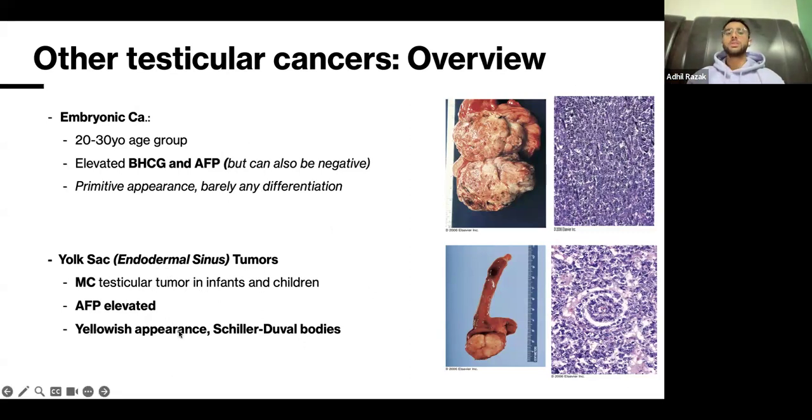And grossly, this one looks yellow. Yolk sac tumors look yellow. It shouldn't be hard to remember because yolk sac, come on. It's yolk sac, yellowish appearance. And the most characteristic histopathological image in this is the Schiller-Duval bodies, which is the image you see on the side. It's pretty much like a flower.